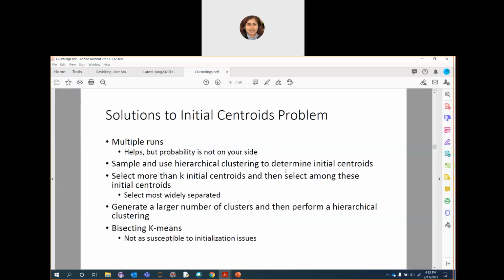You can use hierarchical clustering to determine the initial centroids, and to generate a large number of clusters. Also, the hierarchical clustering is helpful. There is another one, bisecting K-means, which is somewhat also helpful in this issue, that is the initial centroid problem.